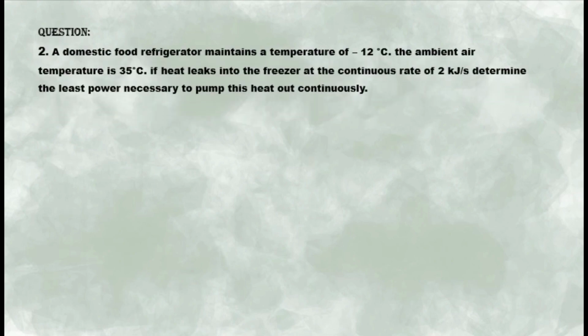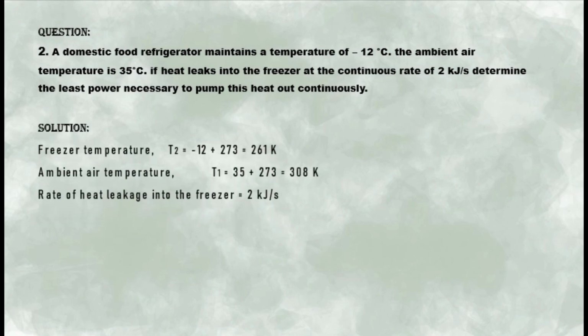And now for our question number 2. A domestic food refrigerator maintains a temperature of -12 degrees Celsius. The ambient air temperature is 35 degrees Celsius. If heat leaks into the freezer at the continuous rate of 2 kJ per second, determine the least power necessary to pump this heat out continuously.